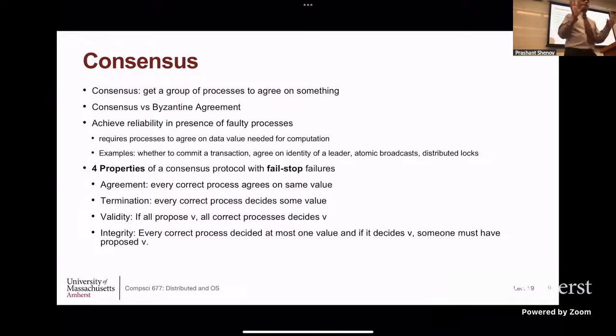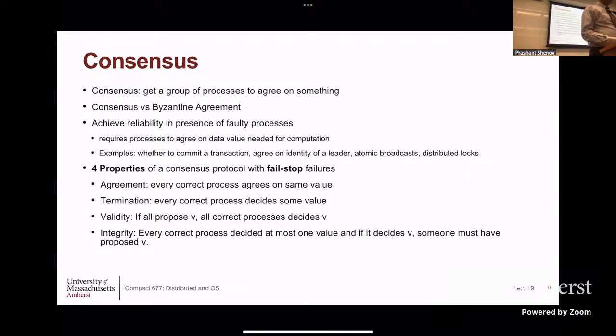So these are not the same as ACID properties, but they're somewhat like that: agreement, termination, validity, and integrity. But we really are not going to get into the nuances of this. We'll just think about how we want to reach agreement, that we want all the processes to agree on the same value, and we'll assume the value is valid.